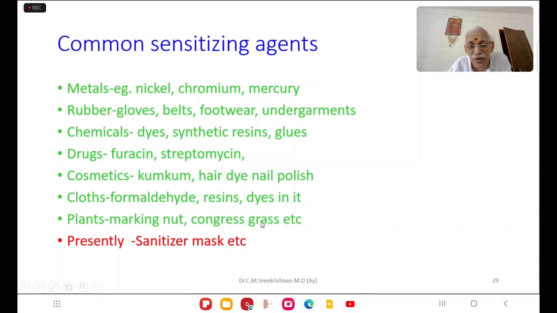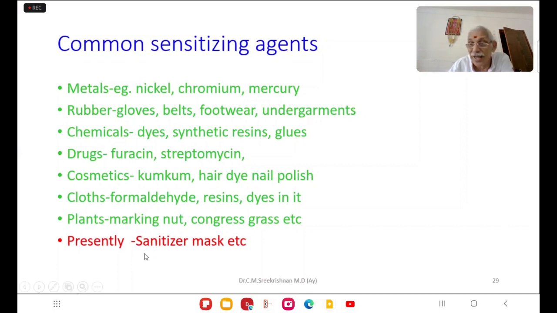And plants like marking nut, even plants like this Bhalladagam. When people apply medicine which contains Bhalladagam, it causes this type of allergy. Some of the ointments, I think somebody will apply externally, so in some people it will cause allergy. Internally also it will cause allergy.